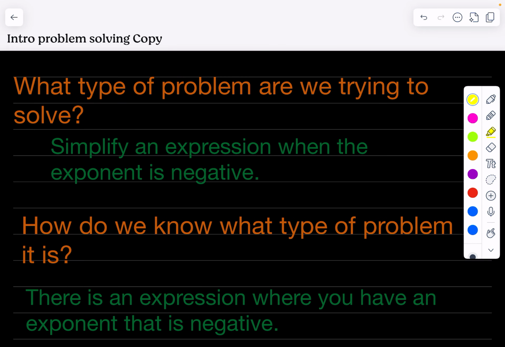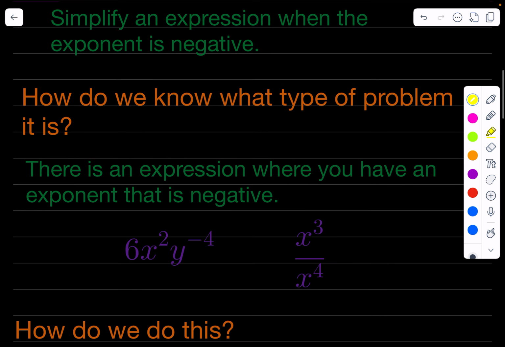Alright, Mr. Walker back with another video on simplifying expressions with exponents. Same four questions. What type of problem are we trying to solve? We're trying to simplify an expression when the exponent is negative. How do we know what type of problem it is? Well, there's an expression where you have an exponent that is negative. So, x squared is positive, but y has a negative 4 up here.